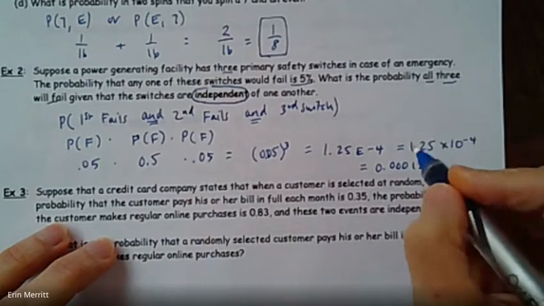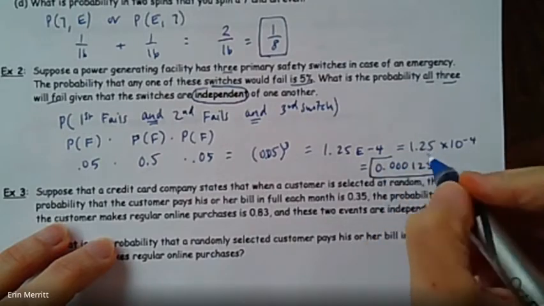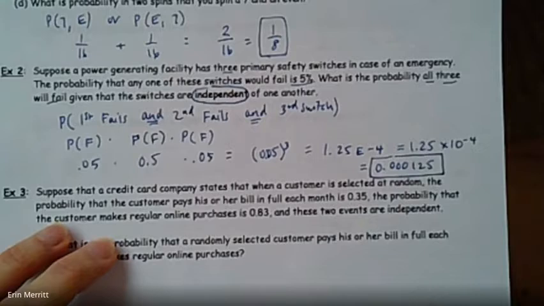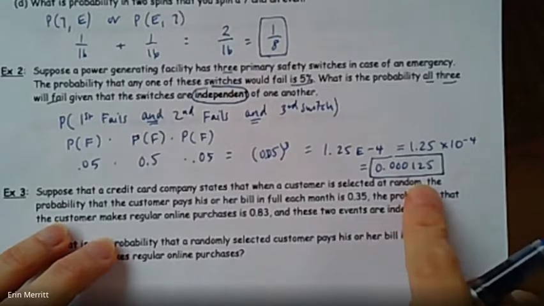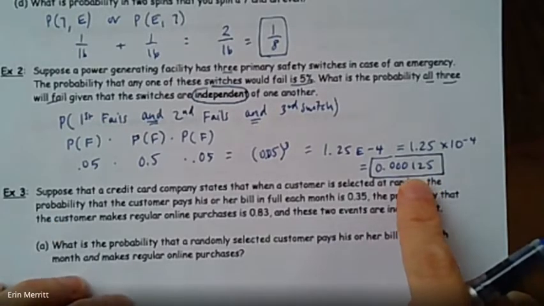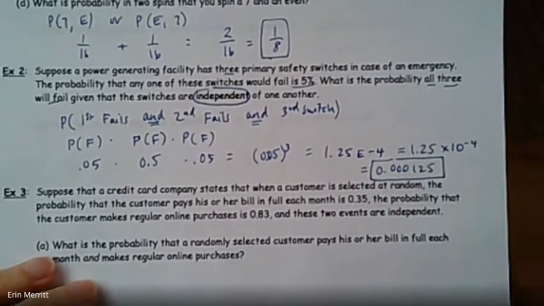It'd be a very low probability, which is exactly what you want. You wouldn't want all the switches to fail at the same time. So the chances that none of them would work, right, or that they would all fail, are super, super low. That's a good thing. All right, you've got one last one on this page.